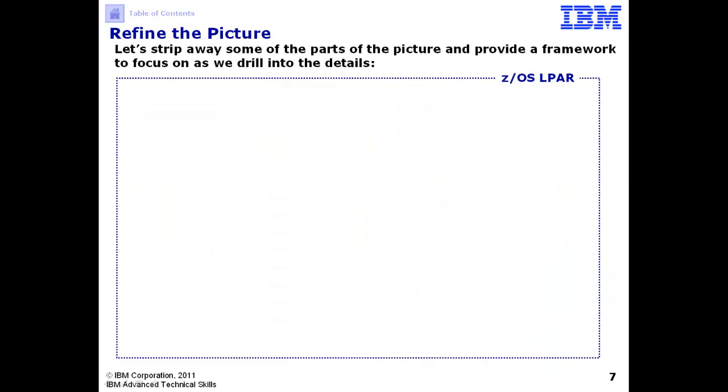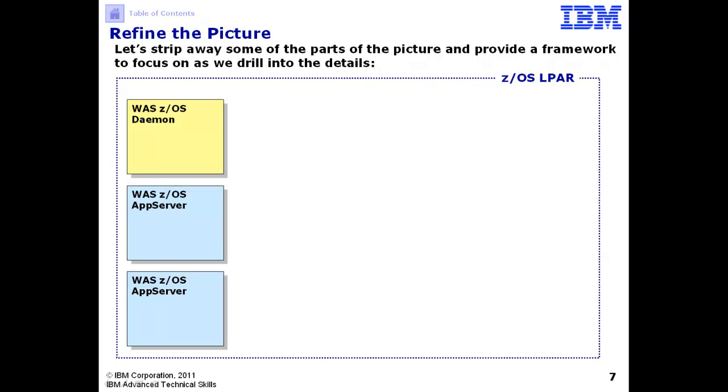Let's refine the picture a bit and set the stage for what will be discussed in the remainder of this video series. We start with the same LPAR representation. We add the two application servers and the daemon server. We remove the storage clouds and show the LocalComm mechanism as the solid orange bar between app servers with the dotted line showing daemon control.